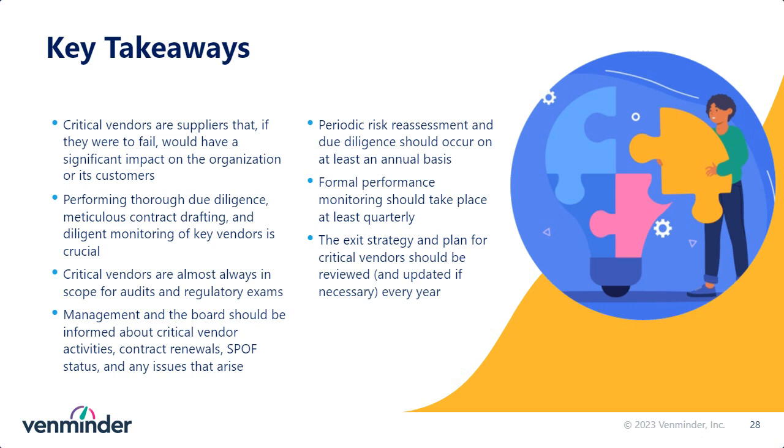All their documentation should be organized. All issues should be tracked and managed. Management and the board should always be informed about critical vendor activities, contract renewals, single point of failure status, and any issues that come up with a critical vendor. We need to do those periodic risk reassessments and due diligence at least on an annual basis, and we need to look at their performance quarterly. Don't forget to review that exit strategy and plan for those critical vendors every year and update it when necessary.